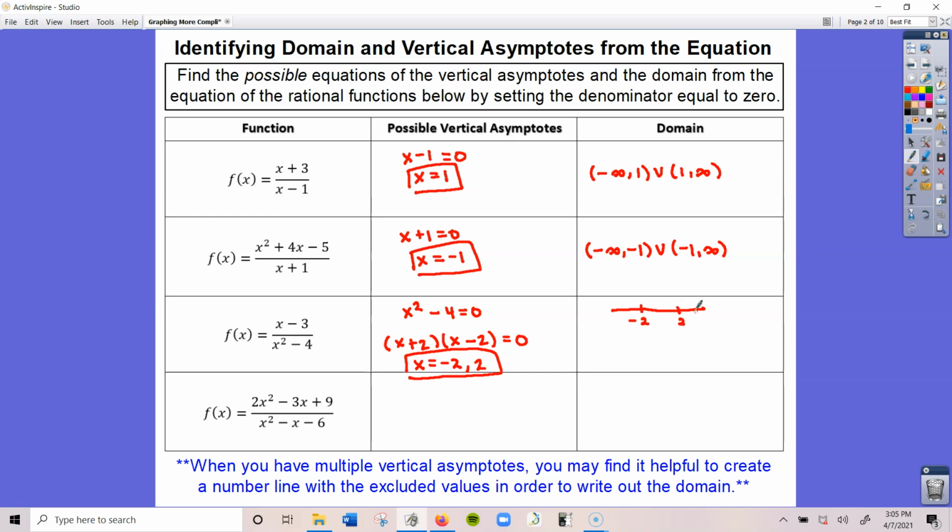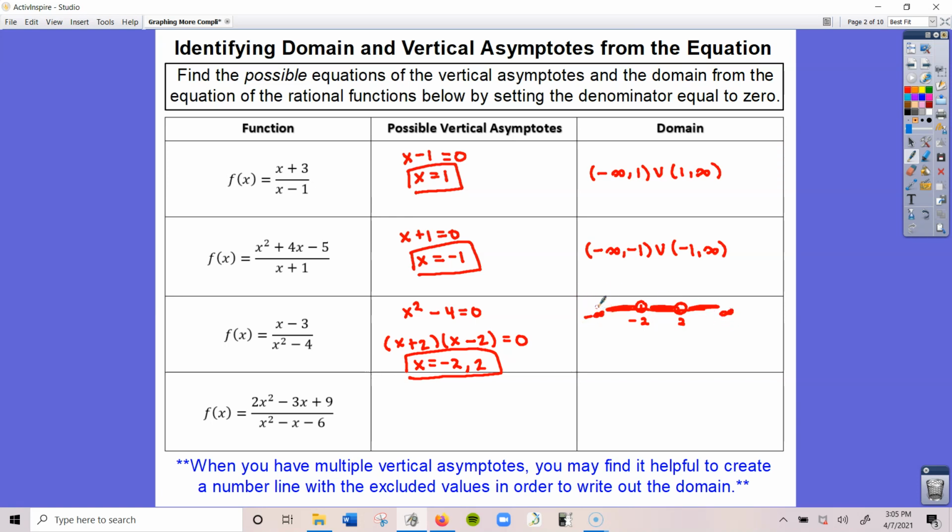My domain is all real numbers except for these two. So I'm going to use an open circle to indicate that these two numbers are not included, but everything else is included. By writing out your number line, it's a lot easier to see what the domain would be. The left side is negative infinity and the right side is positive infinity.